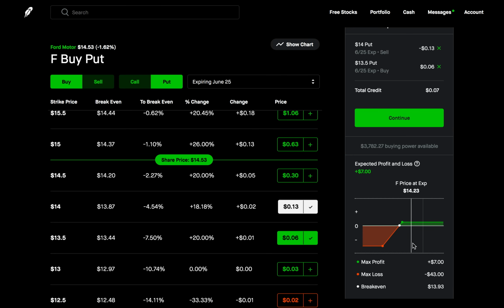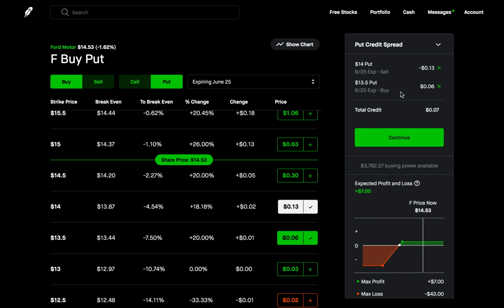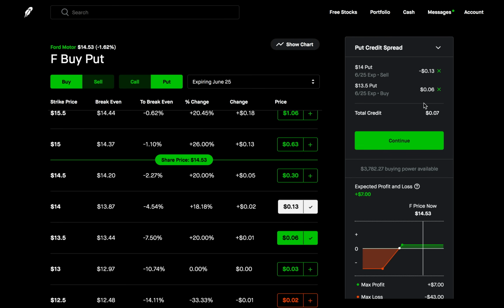A lot of people really won't find that risk to reward very favorable. So what can we do then to make our risk to reward here a little bit more favorable for us? Well, we're receiving $7, right? For entering this put credit spread, we're going to get $7 in credit. So what can we do with $7? We can do something else that a lot of you guys are familiar with.